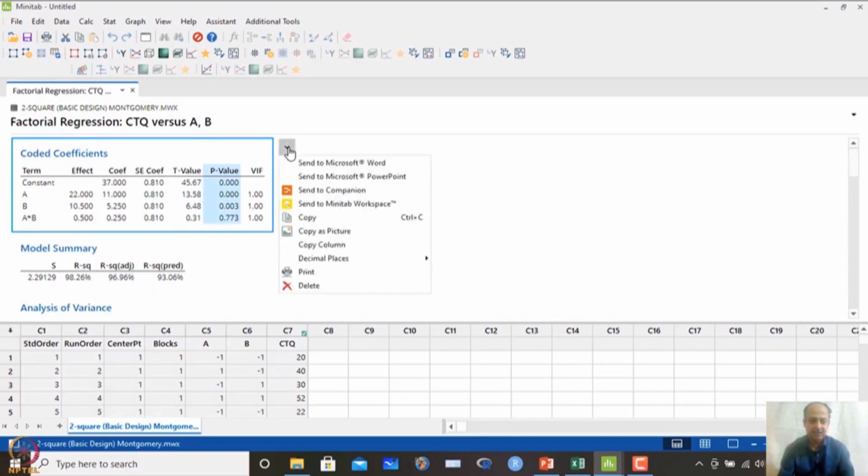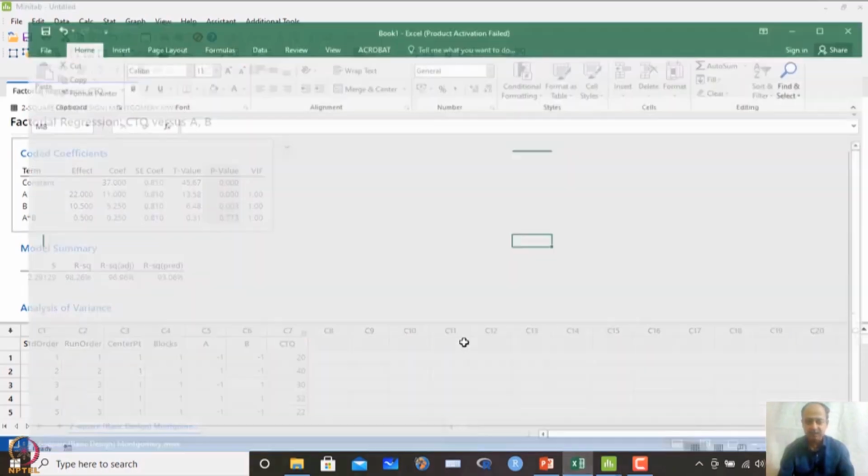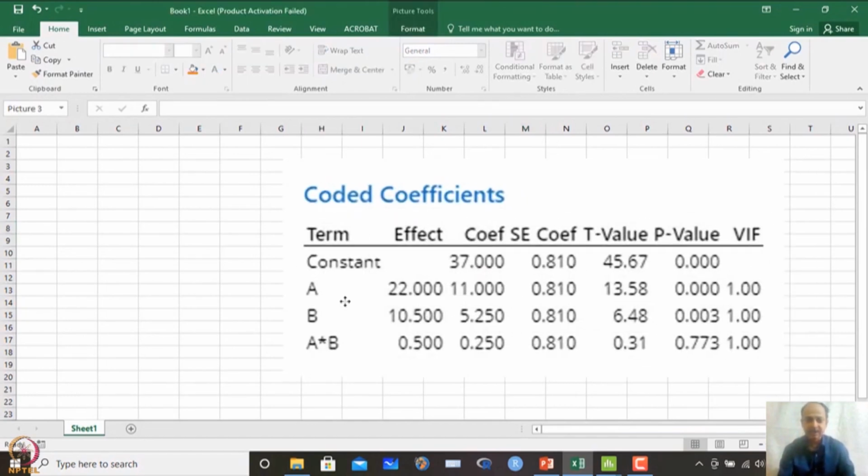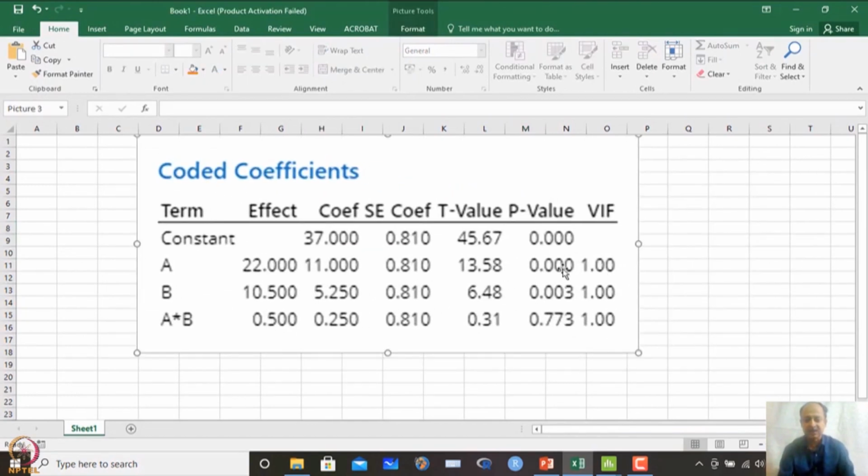This is the ANOVA analysis. I can copy this and paste it and enlarge it to see what is happening. In this case factor A is significant, and factor B is significant, but the interaction effect is not significant, that is 0.773. So, the interaction effect is not significant; factor A and factor B are significant over here.